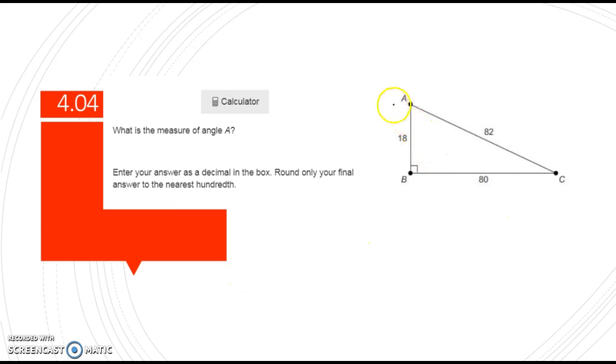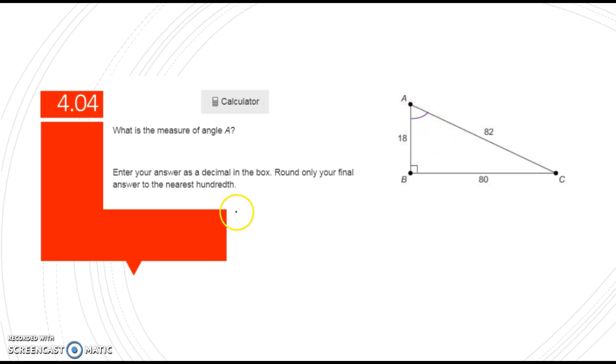And this says, what is the measure of angle A? So here's angle A. You can use any trig function you want. We talked about this when we were doing this lesson, which if you haven't watched it, make sure you watch it. But you can pick any trig function you want since we have all three sides. So I'm just going to say sine.